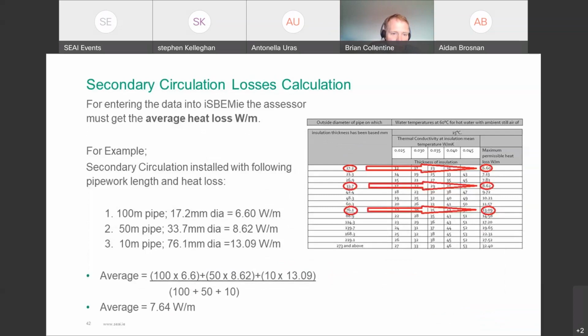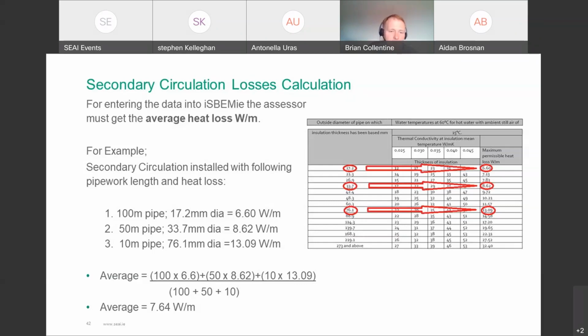So for example, secondary circulation installed with the following pipe lengths and heat loss. We have 100 meters of pipe at 7.2 millimeter diameter, and as you can see on the right hand side, that equates to 6.6 watts per meter loss. We also have 50 meters of pipework at 33.7 millimeters diameter, which equates to 8.62 watts per meter from the table. And finally, we have 10 meters of pipe with 76.1 millimeters diameter, and that equates to 13.09 watts per meter.